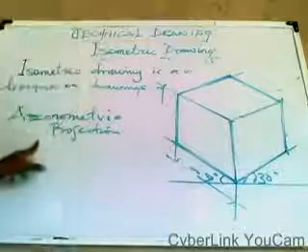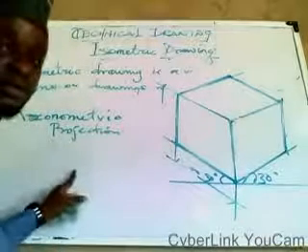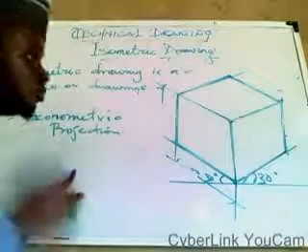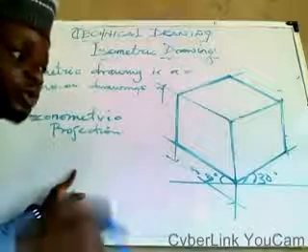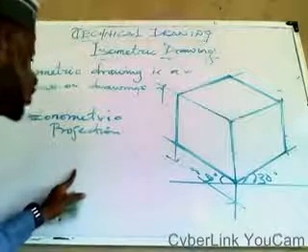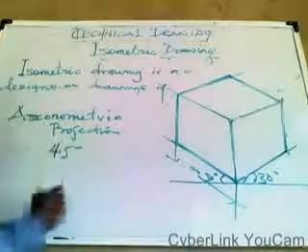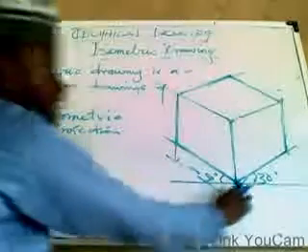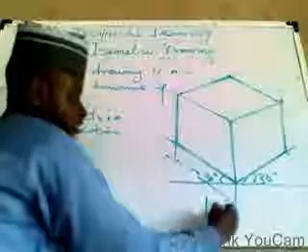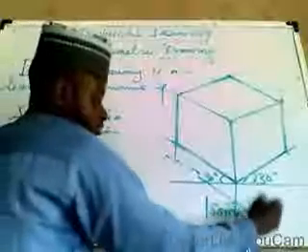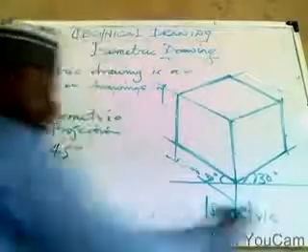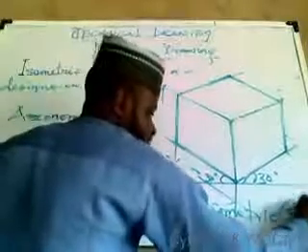So they can ask you an objective question: what angle is suitable for the drawing of isometric projection? It is an angle of 45 degrees left and right, like we have 30 here, and this one is isometric drawing. Don't forget, isometric drawing is 30 degrees.